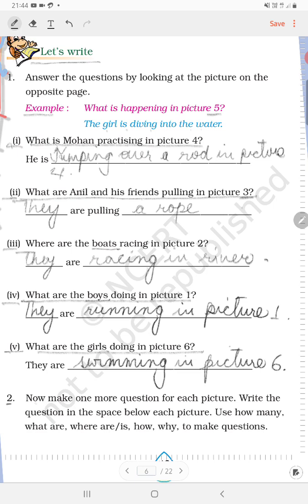Now make one more question for each picture. Write the question in the space below each picture. Use how many, what are, where are, where is, how, why to make questions. Okay. Now we'll move on to the next page and continue this.